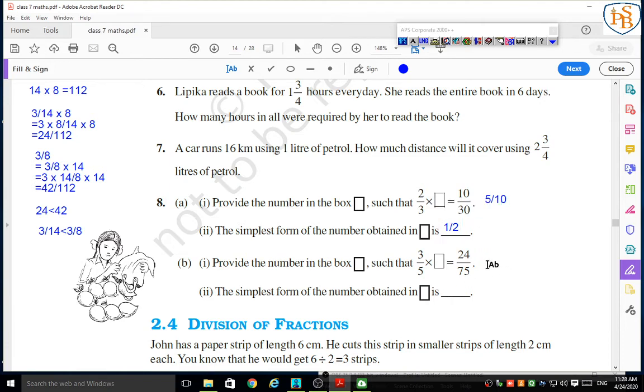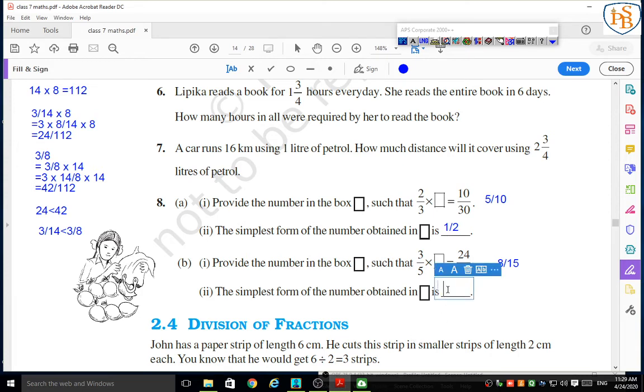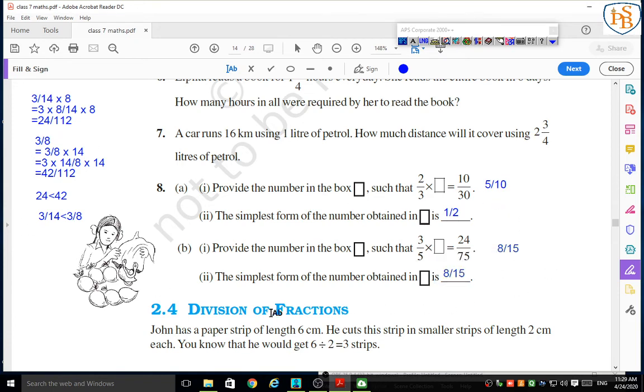Okay. Now look at here carefully. 3 upon 5 into box equals 24 upon 75. Which number? Okay, 3 8s are 24. So the first number in the numerator place is 8, and upon 15, 5 15s are 75. So I have to write here 15. And 8 is an even number and 15 is an odd number, so we cannot form a reduced form of it. So we just write it the same way, that is 8 upon 15. So this one is my 8th example.